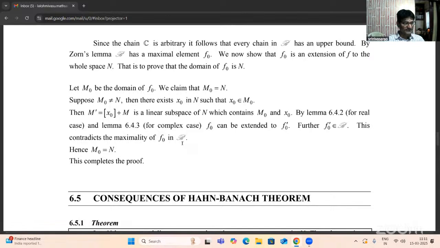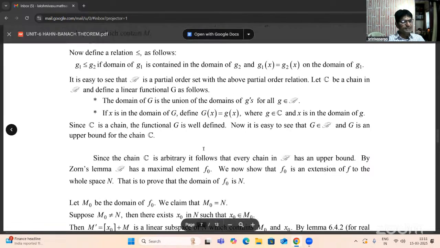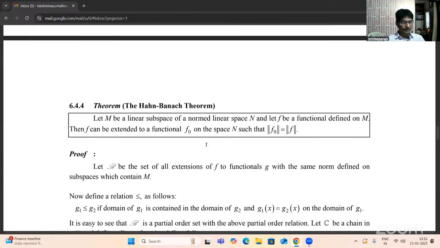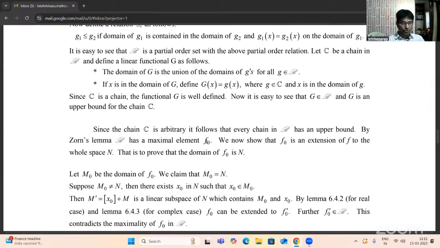That is a contradiction through the maximality of f naught in script B. So finally, M naught equals N. That is the simple proof through the partial order relation. Now, under the chain definition, you must define the Zorn's Lemma concept. The Hahn-Banach theorem depends completely upon the above two lemmas, including Zorn's Lemma. Now that is our simple proof through this concept.